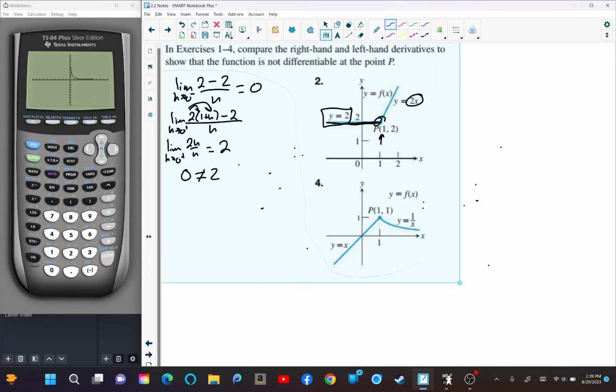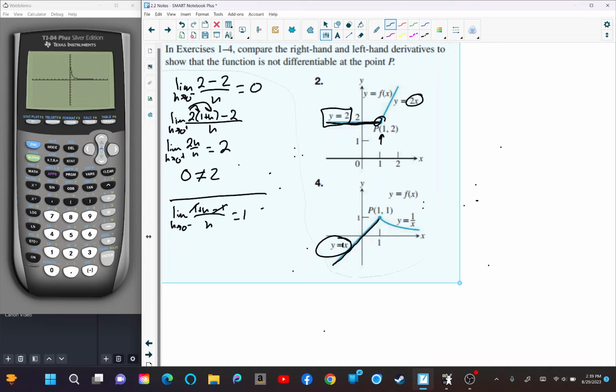Now we'll do the same thing for number 4. We have the limit as h approaches 0 from the left. And this function is y equals x. So 1 plus h minus f of 1 would be 1 over h. The 1's cancel, and the slope is 1. And yeah, we know that the slope of that line is 1. But now what's the slope of 1 over x at 1?